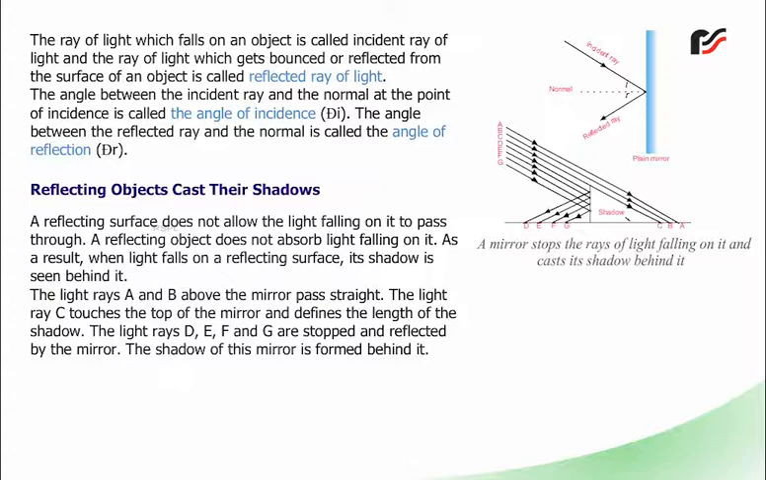The light rays A and B above the mirror pass straight. The light ray C touches the top of the mirror and defines the length of the shadow. The light rays D, E, F and G are stopped and reflected by the mirror. The shadow of this mirror is formed behind it.